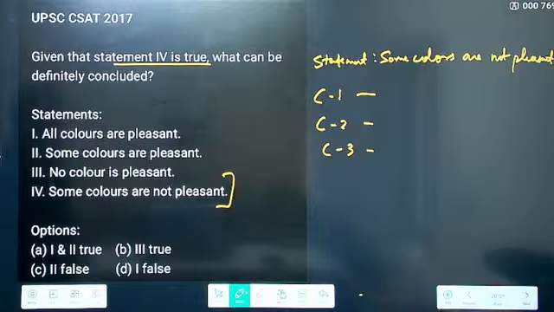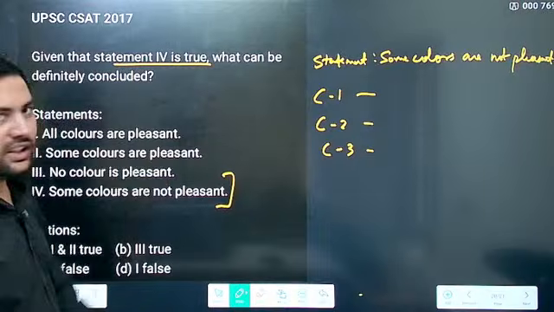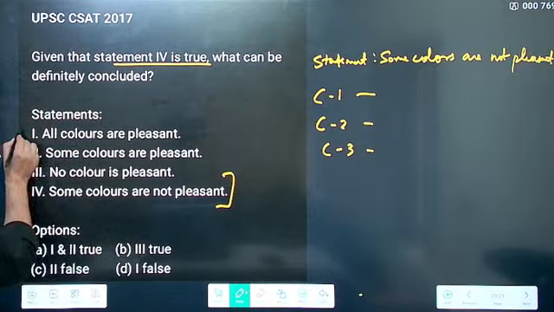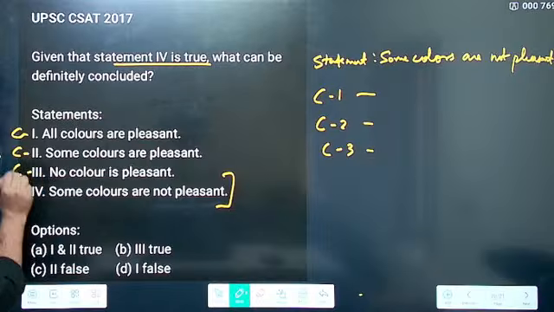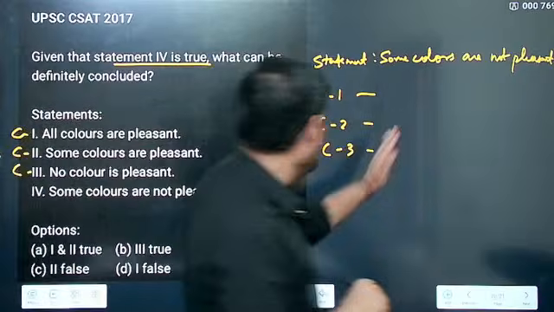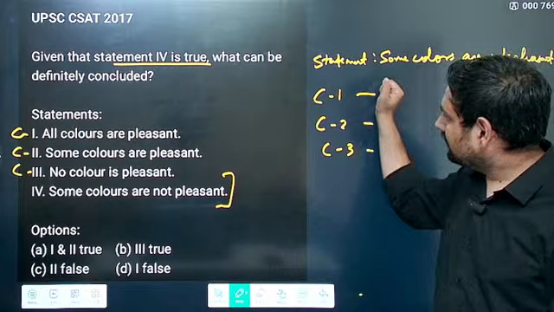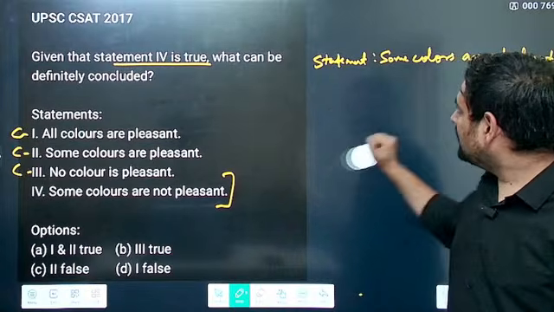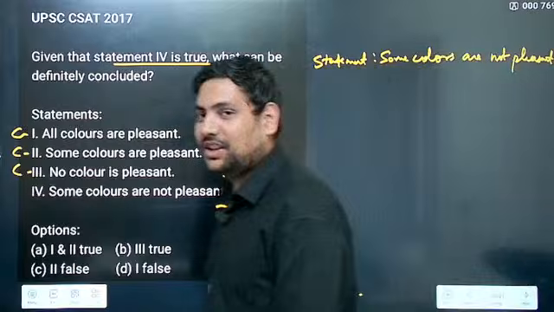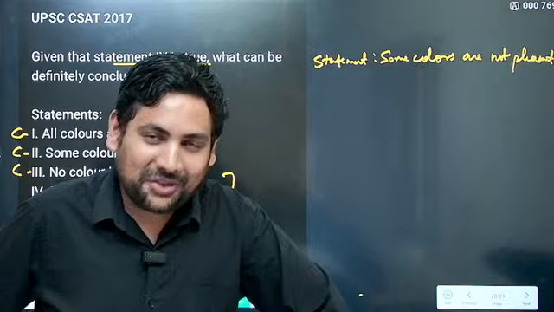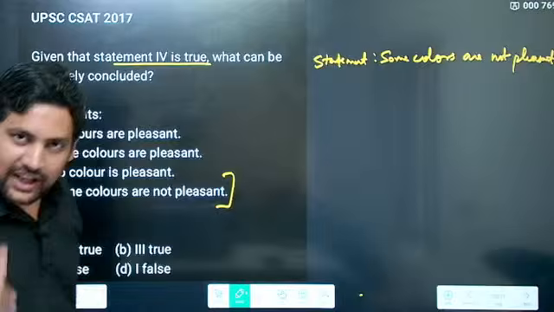So just the arrangement is different. These are the other 3 conclusions: conclusion 1, conclusion 2, conclusion 3. That is your statement. These are your conclusions. Now let's see. First thing, some colors are not pleasant. What will it look like? For this question only, we need that diagram that we learned.